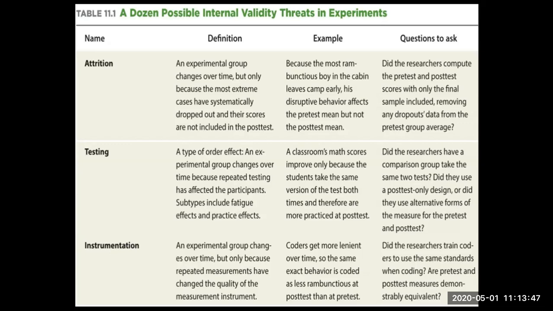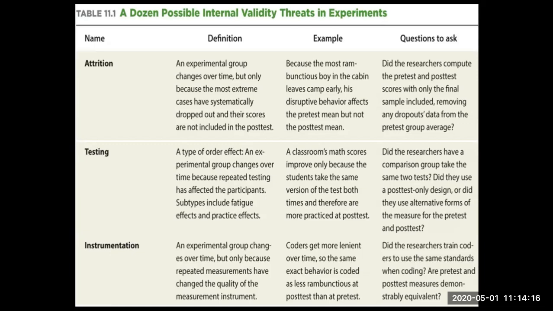if you've ever heard that expression. So because the most rambunctious boy in the cabin leaves camp early, his disruptive behavior affects the pretest, but not the post-test. He's the most extreme and the most rambunctious, but you're not going to get his score at the end because he didn't make it the whole time. If we included his score in the pretest, but not in the post-test, it gives us sort of a wrong way of looking at this.